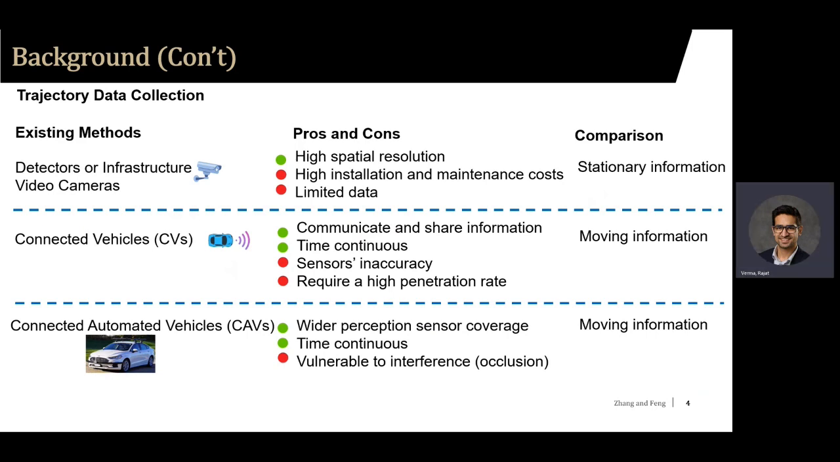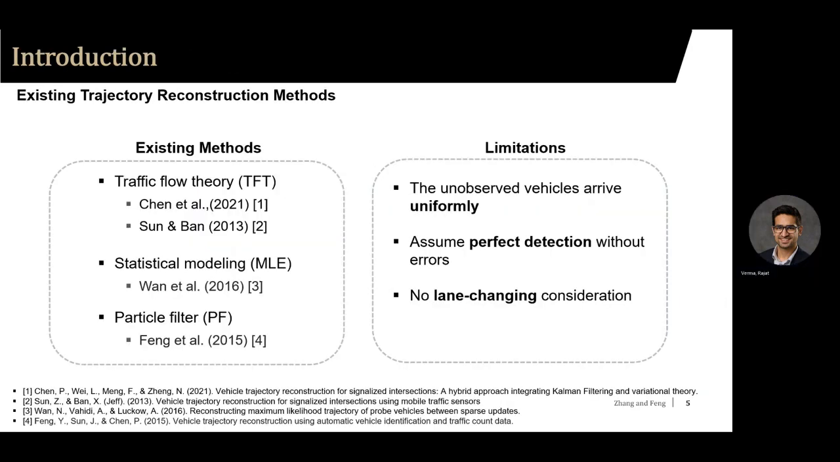So in summary, we can see that the first one collected the stationary information, but the other two collected the moving information, which could provide us more detailed information in a wider range of environment. So over the years, the researchers have developed many approaches and methodologies to reconstruct trajectories, and I list several main existing methods here.